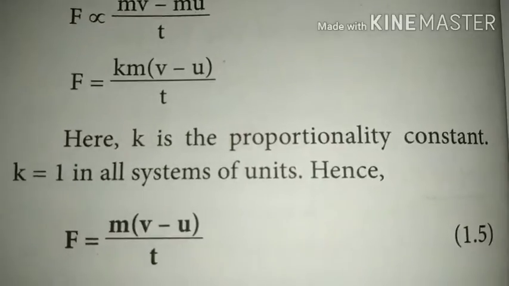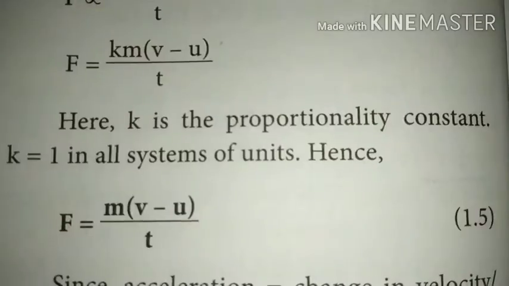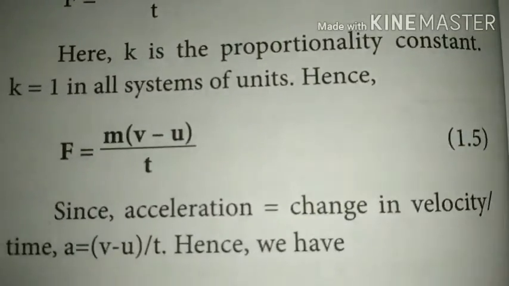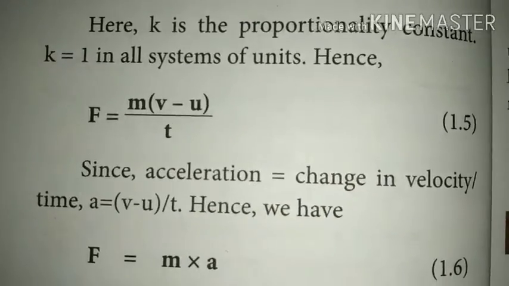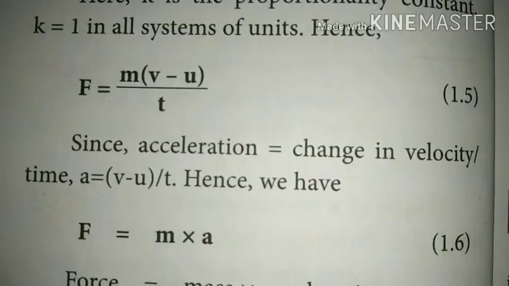Proportionality has to be changed to an equation by introducing a constant. Here small k is the proportionality constant used. So F is equal to k into m into (v minus u) by t. By taking the value k equal to 1 in all systems, F is equal to m into (v minus u) by t.